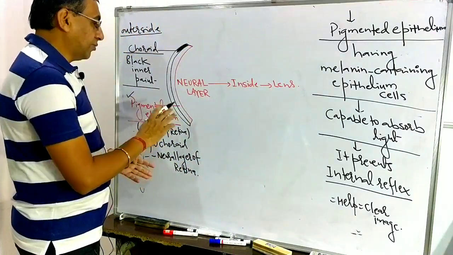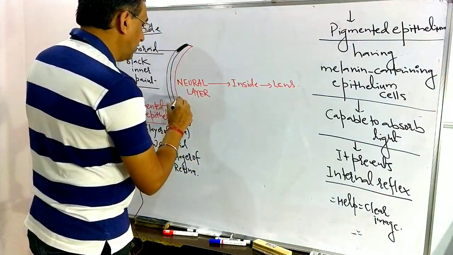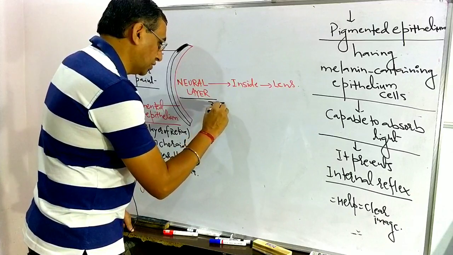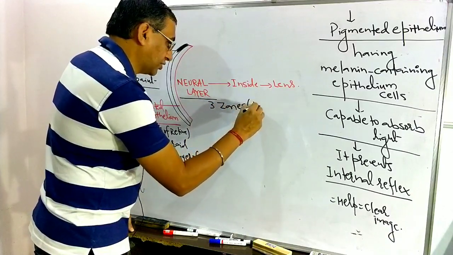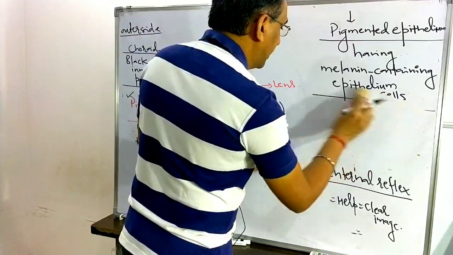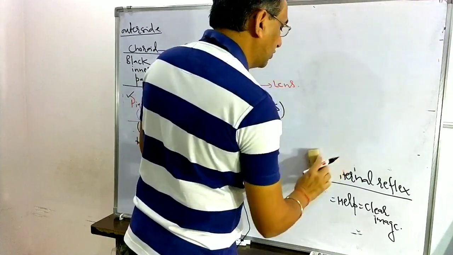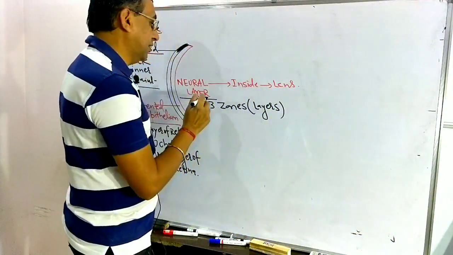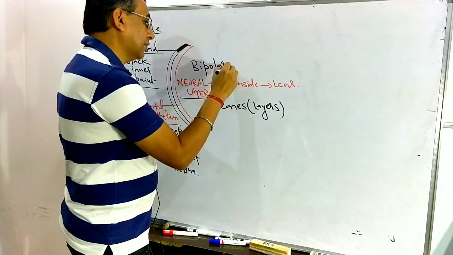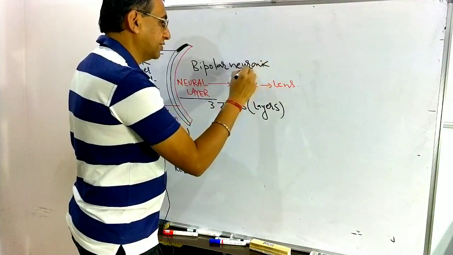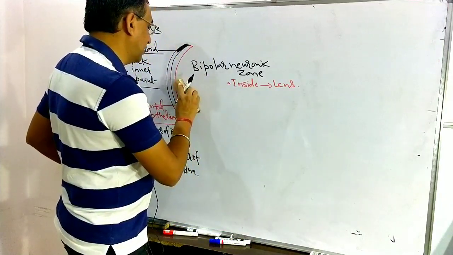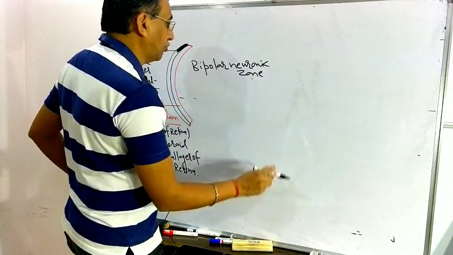So we have discussed the pigmented epithelium. Now, in the neural layer, there are three zones, or three layers. Okay, now just see. What is the first layer? In the neural layer, the first one is the bipolar neuronic zone.